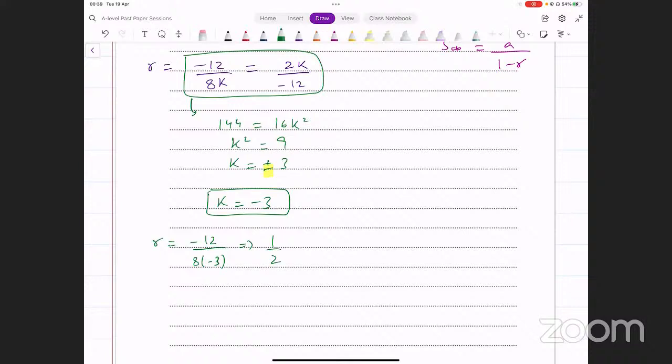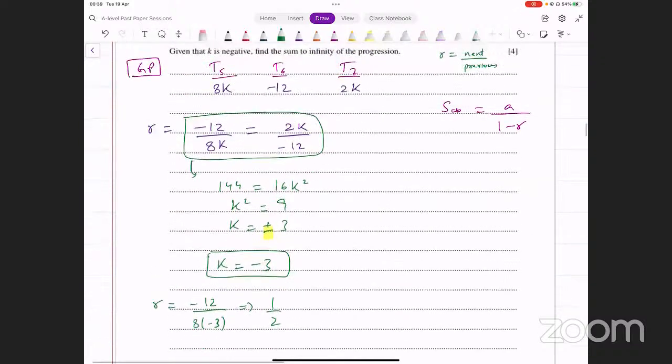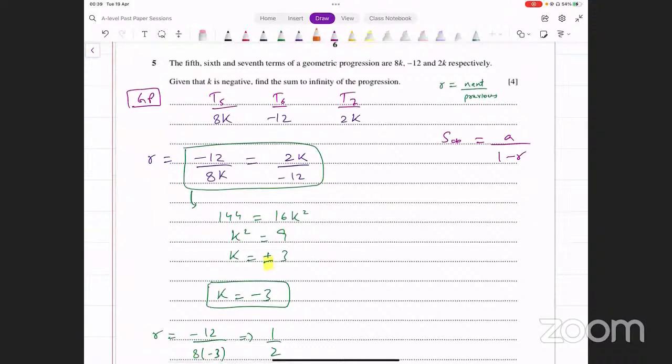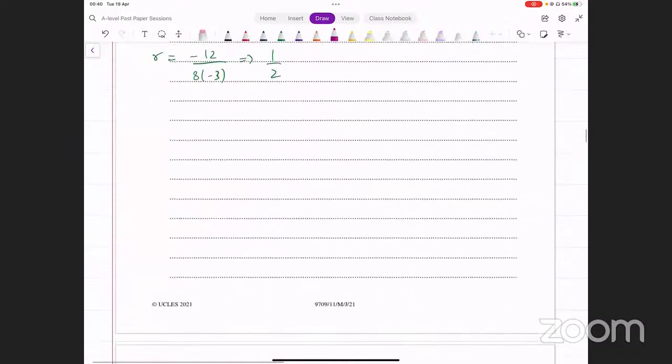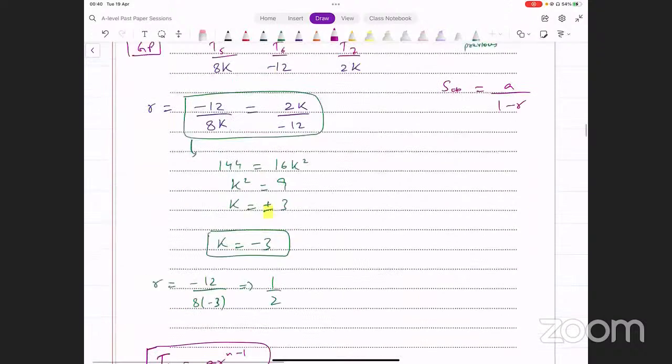आपको फर्स्ट टर्म फाइंड करनी है. How do you find the first term? फर्स्ट टर्म कैसे फाइंड करें? We've got the fifth term, sixth term, seventh term. किसी को भी यूज कर लें. टर्म फॉर्मूला अप्लाई कर दें जीपी का. टर्म फॉर्मूला क्या होता है जीपी का? Let me write that here. AR raised to power n minus 1. Again, ये फॉर्मूला शीट में भी दिया होता है.